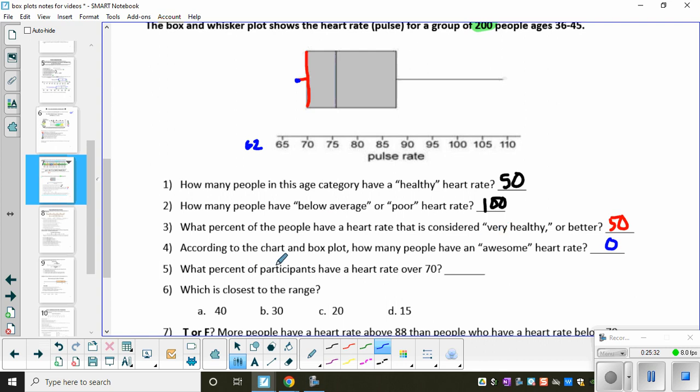Now, if we want to know what percent of the participants have a heart rate over 70, that's this red line right here. So what percent falls above it? That's going to be 75%.